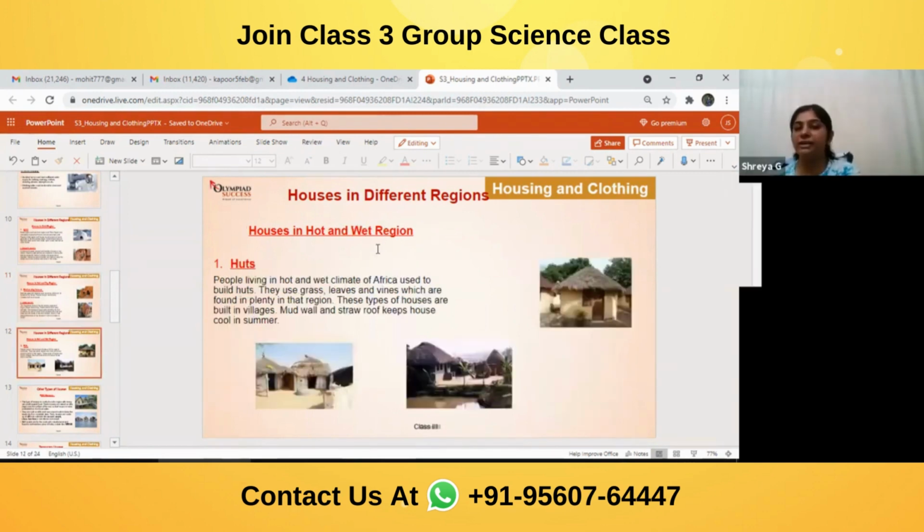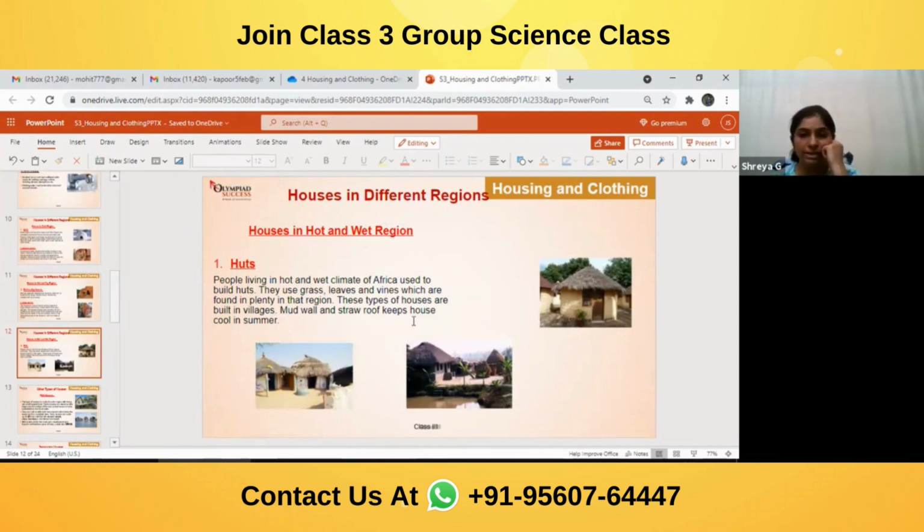Houses in hot and wet region. First we have seen hot and dry region. Now we are seeing in hot and wet region. People living in hot and wet climate of Africa used to build huts. You can see in the picture, the huts are there. They use grass, leaves and vines which are found in plenty in that region. Vine is also a plant part.